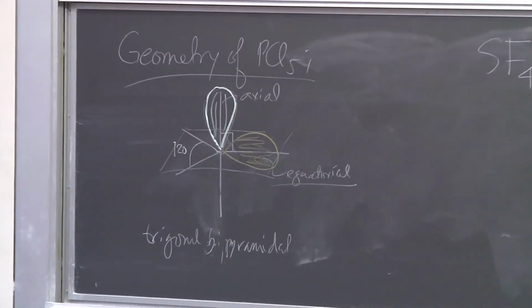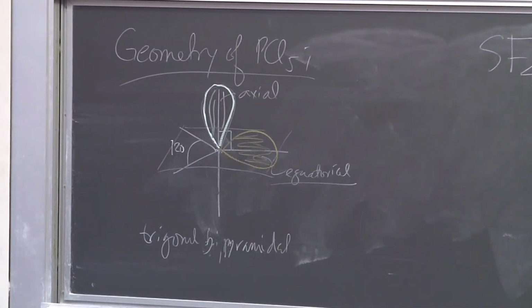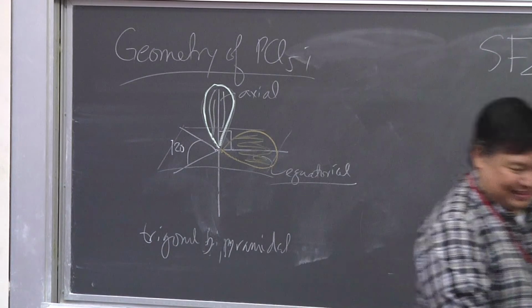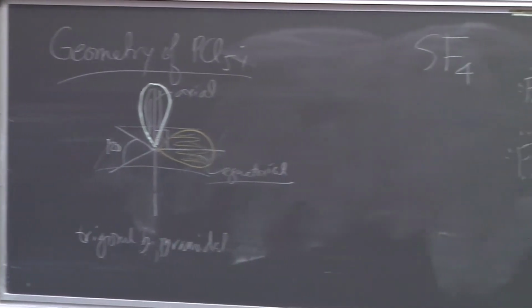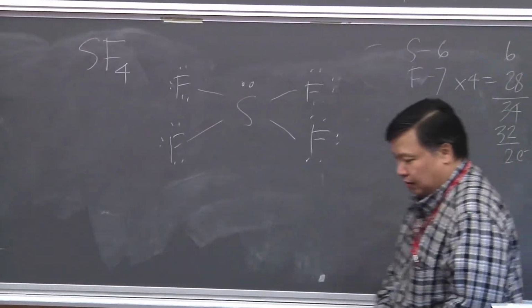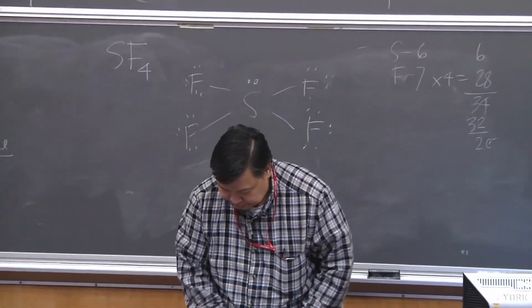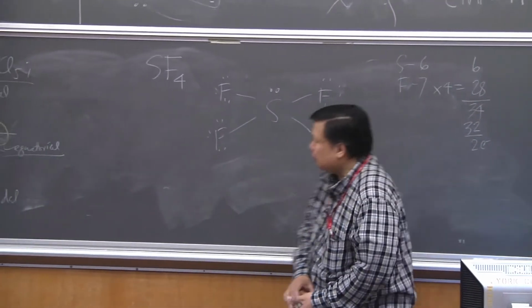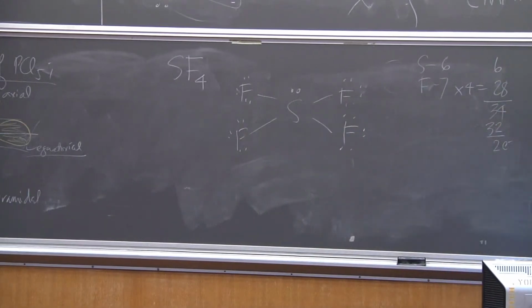Which one is more stable? Equatorial? Axial? Which one? You don't know. Yeah, that's a good answer. So let's count the repulsions.